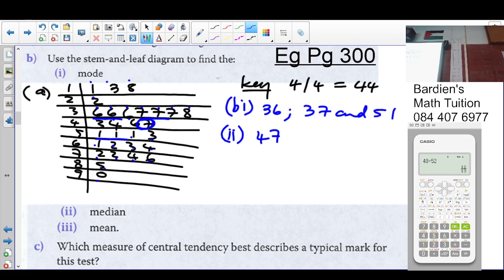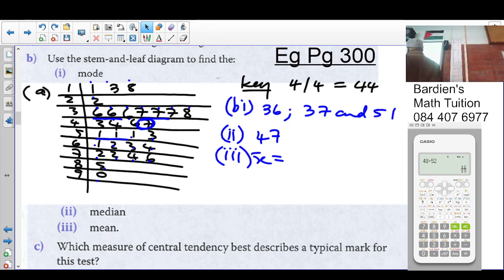Okay. Number 3, the mean. So to calculate the mean, I must add up all these numbers. It's going to give you 11 plus 13 plus 18 plus 22. Somebody just carry on. It's 36, yes. 37, yes. 38, is it 38? 43, 44, 46, 47, 51 times 3, yes.